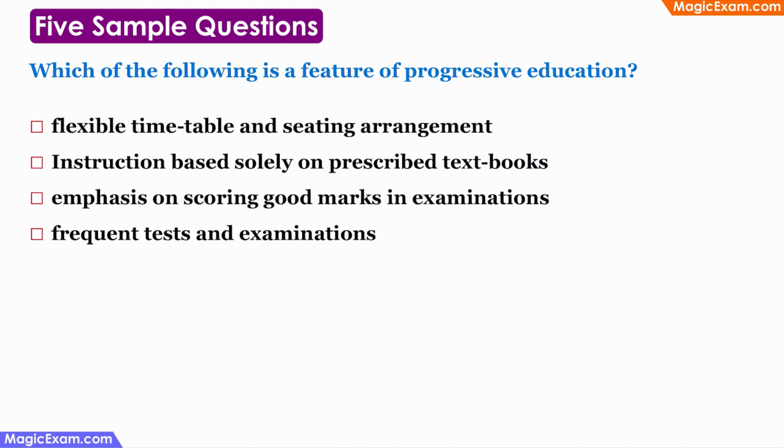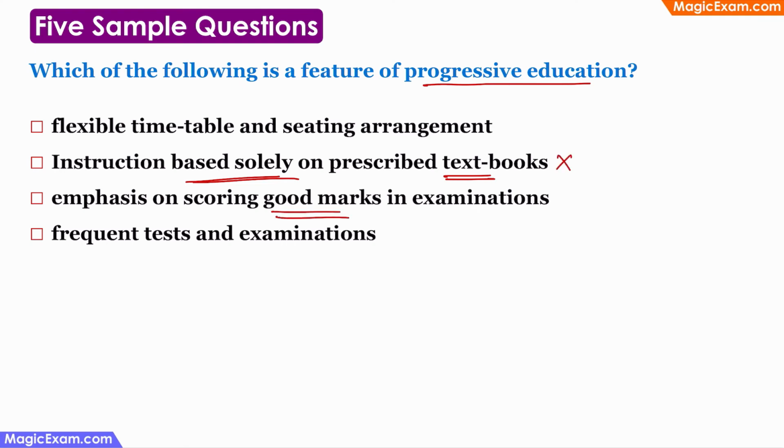Which of the following is a feature of progressive education? Now, let's look at all the incorrect answers. Instruction based solely on prescribed textbooks. So here we are talking about a subject-centric approach because there is no flexibility on the curriculum. The instruction is solely based on textbooks and there is nothing that is being taught outside the textbooks. Therefore, this is not progressive education.